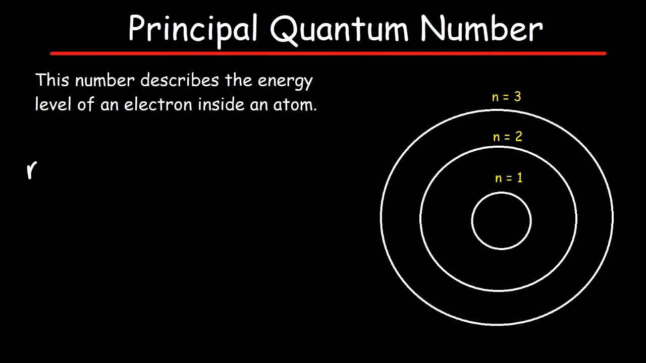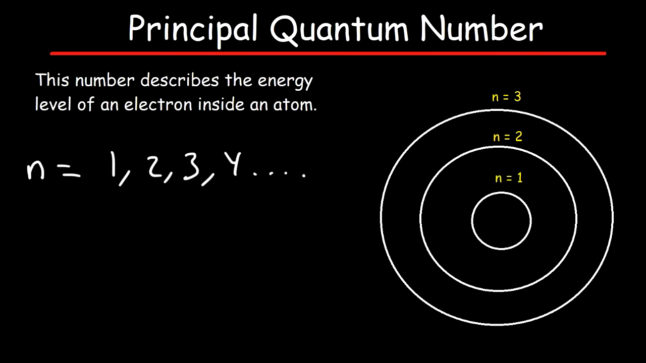The first one is n. N is the principal quantum number. And n is an integer: 1, 2, 3, 4, and so forth. N can't be 0. The principal quantum number describes the energy level of an electron inside an atom.